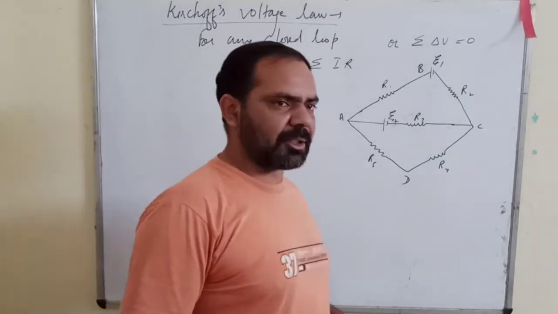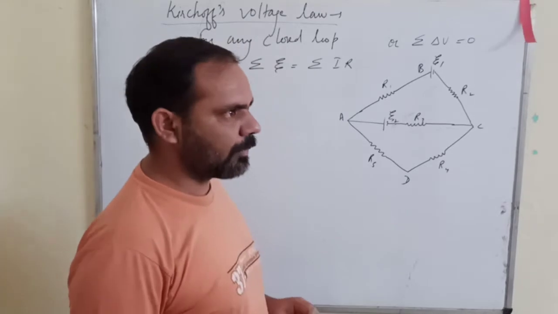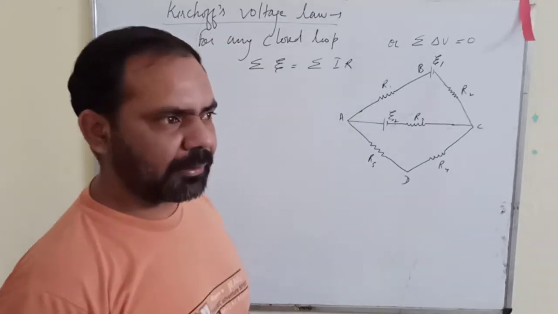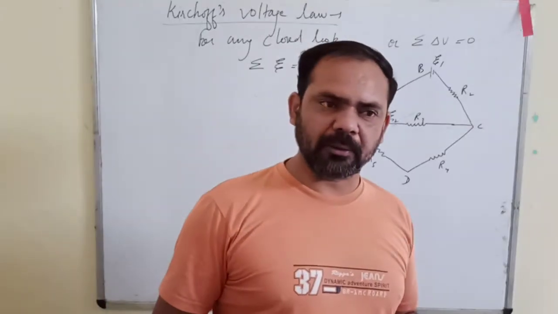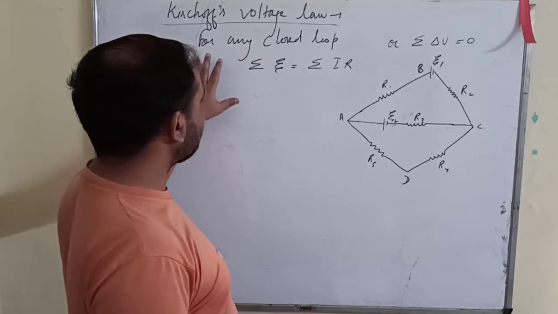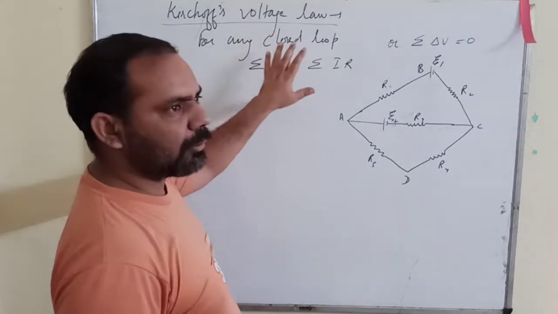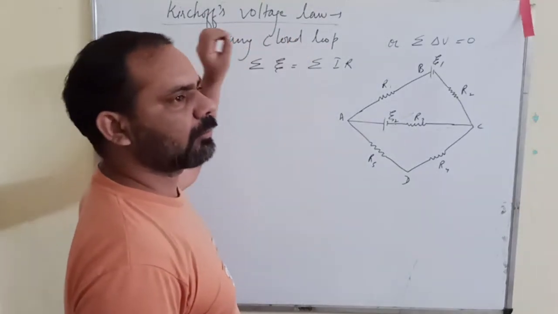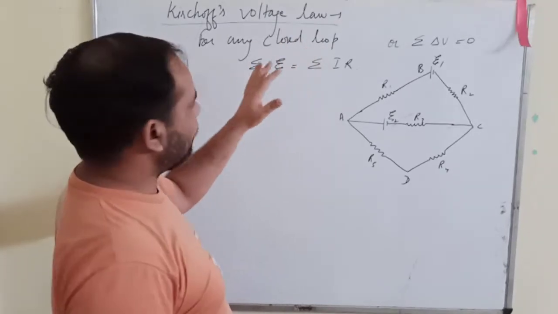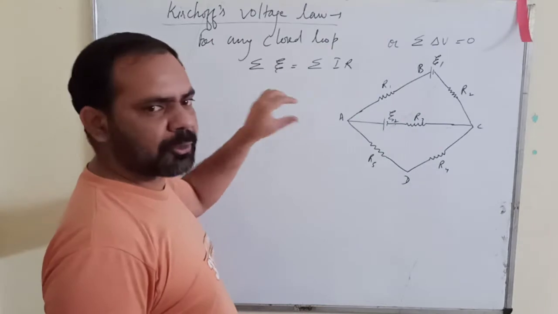Today we will start with the second Kirchhoff's law, and this law is very important. Yesterday I told you that the major significance of these laws is to solve complex circuits. Now the second law is called Kirchhoff's voltage law, or KVL, or Kirchhoff's mesh rule or Kirchhoff's loop rule. This is applicable for a closed loop.